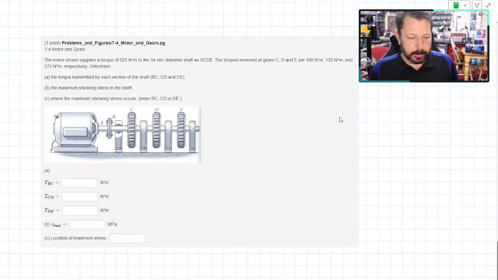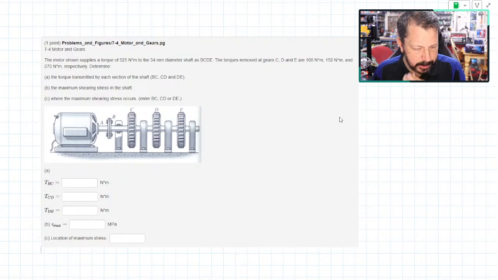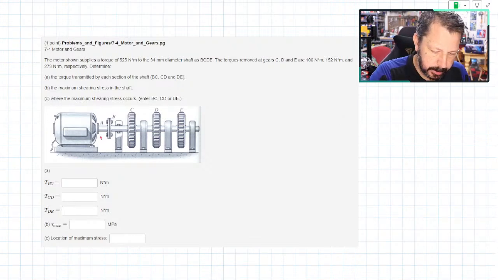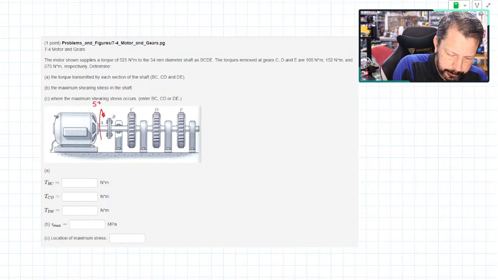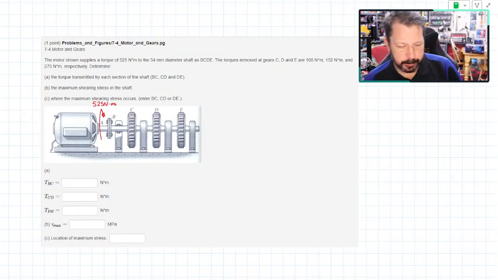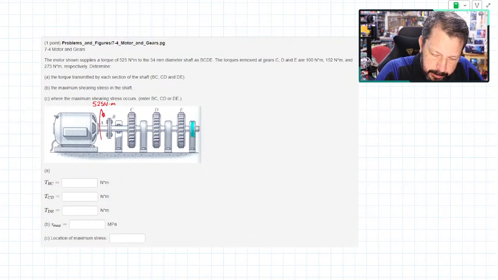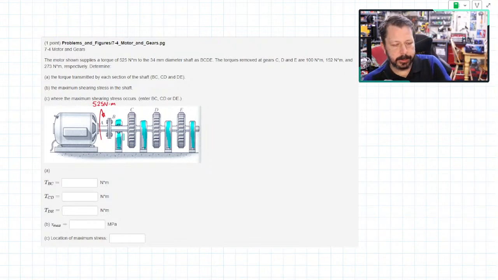All right. So I've got a little electric motor of some sort that is supplying, so we'll say inputting, 525 Newton meters of torque to this shaft BCDE. These pieces are bearings. You have the little cross section of that first one that kind of shows a roller bearing in there. Those are irrelevant to what we're doing.